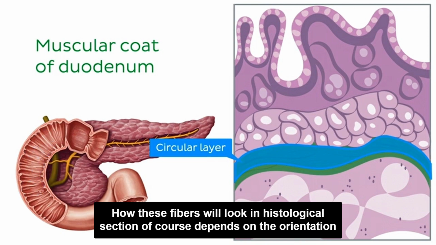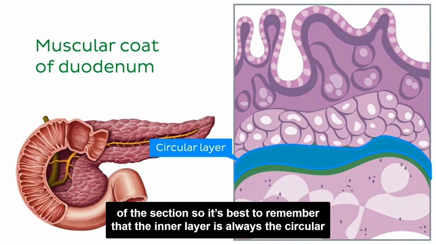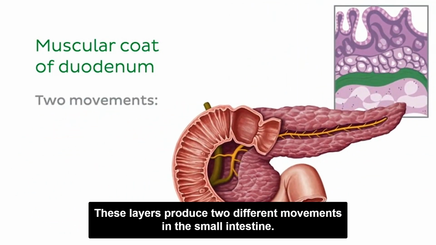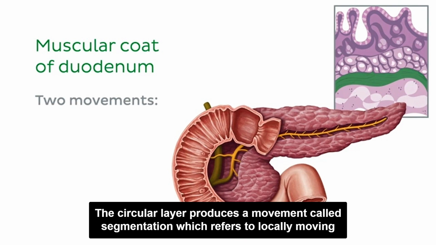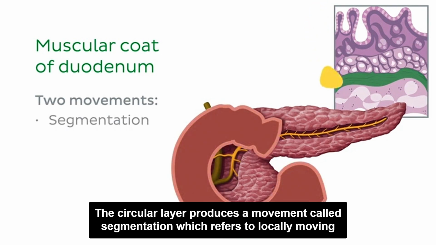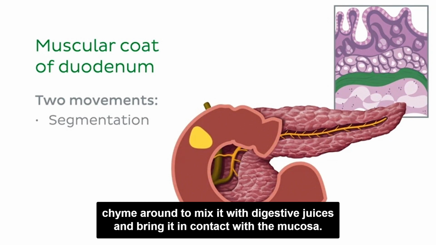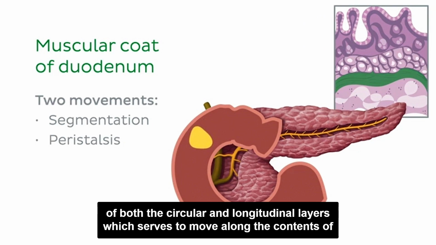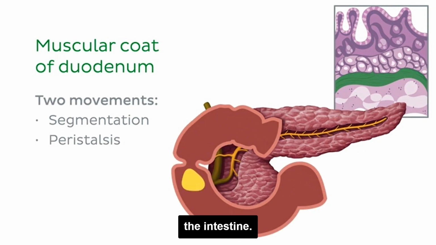How these fibers will look in histological section, of course, depends on the orientation of the section. So it's best to remember that the inner layer is always the circular layer and the outer layer is longitudinal. These layers produce 2 different movements in the small intestine. The circular layer produces a movement called segmentation, which refers to locally moving chyme around to mix it with digestive juices and bring it in contact with the mucosa. The other type of movement is called peristalsis and is produced by the coordinated action of both the circular and longitudinal layers, which serves to move along the contents of the intestine.